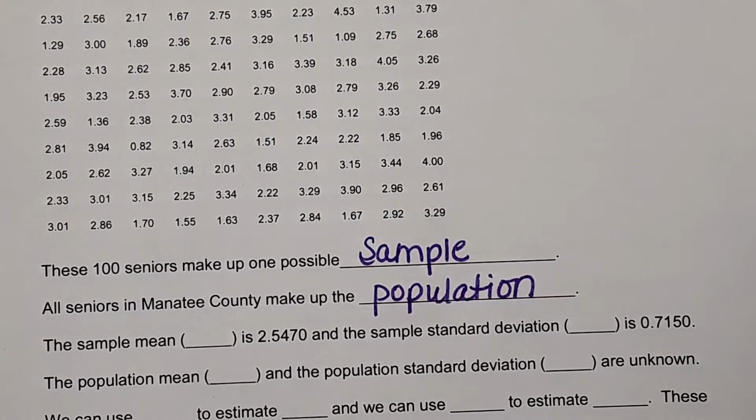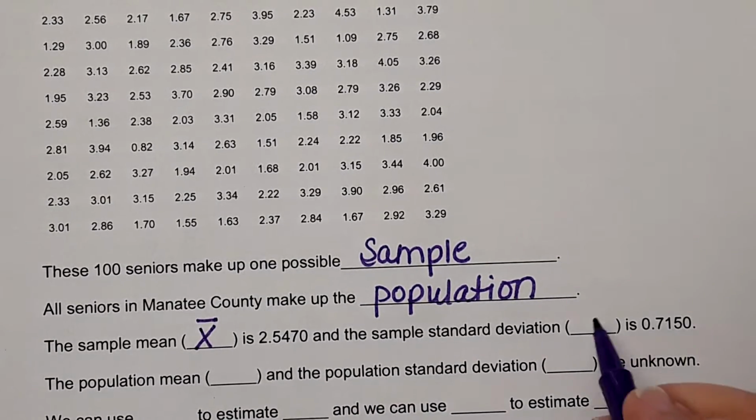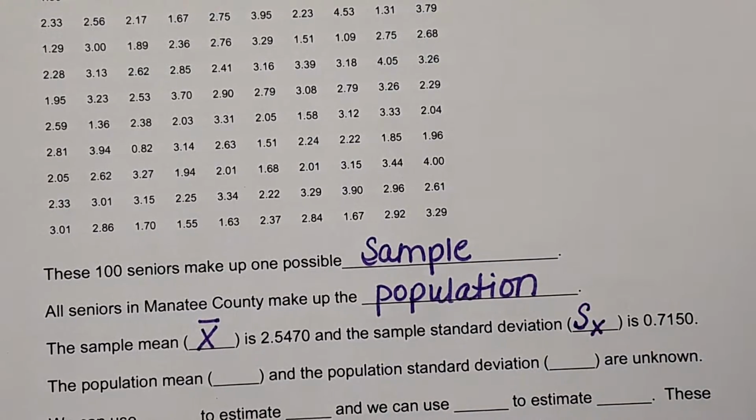Okay, so we're going to talk about the sample mean because now we have to talk about sample versus population. The sample mean is X bar. So if you see an X bar, it's sample mean. And then if you see S of X, that's the sample standard deviation.